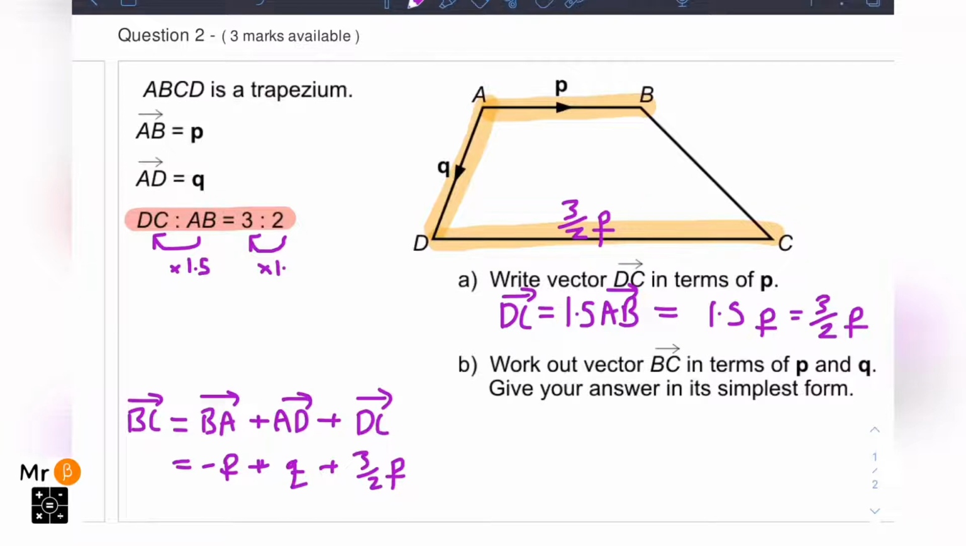So now again we've just got to collect our vectors together. Again, you might find it useful to write in the imaginary number 1, if that helps. So then our final answer, minus 1p plus 3 over 2p is 1/2p, or 0.5p, plus 1q.